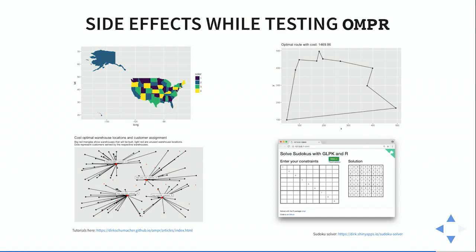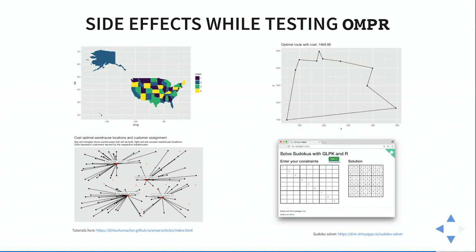On the bottom left, there's an article about the warehouse location problem. If you are a large logistics company or an NGO and you want to distribute goods, and you have a set of places where you could open up a logistics hub and then serve your customers, you can reduce that to the warehouse location problem.